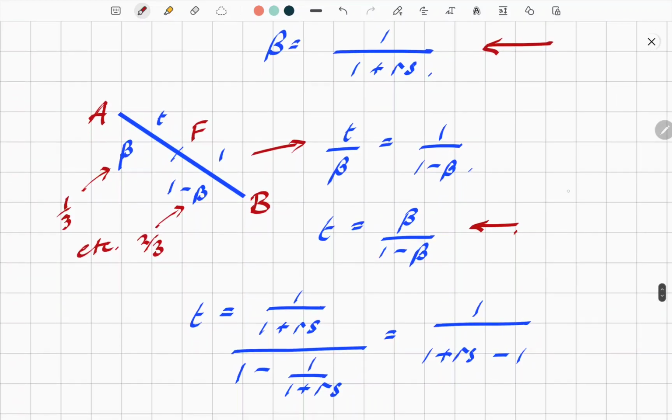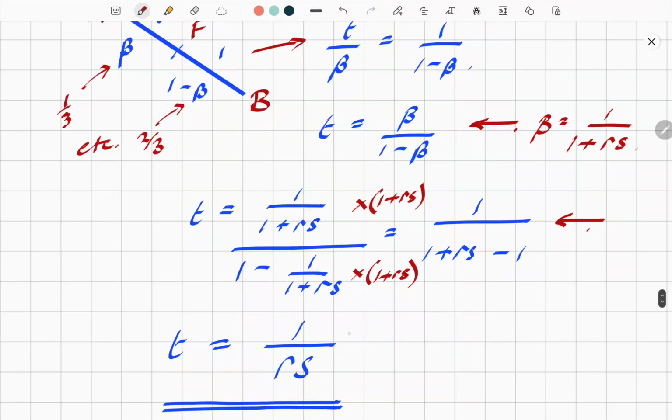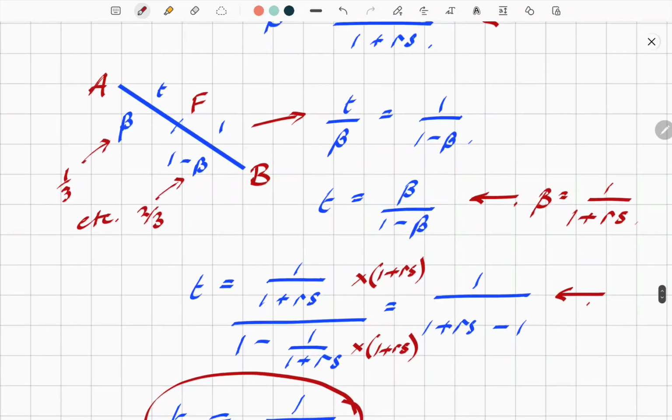And remember that beta was 1 over (1 plus RS). All right. Substitute that in, and you get, well, what you can see, rather than reading all that out. Okay. And multiply top and bottom by (1 plus RS). Okay. And you end up with the expression there, which, as you can see, the whole thing simplifies to T equals 1 over RS. All right. So that is the whole question, and I hope it's made sense to you.